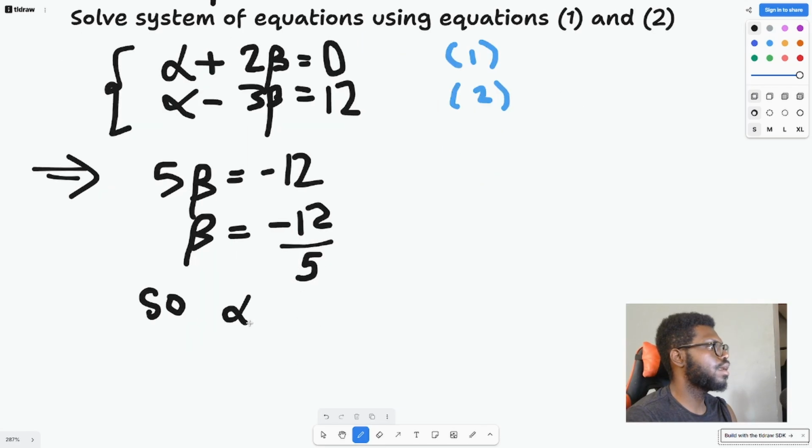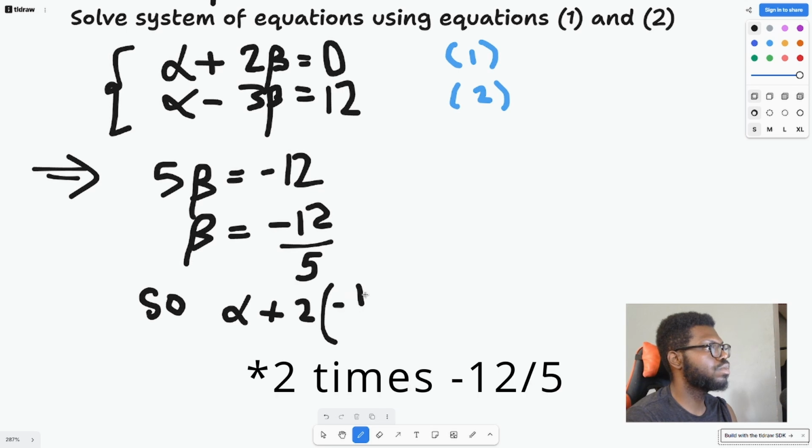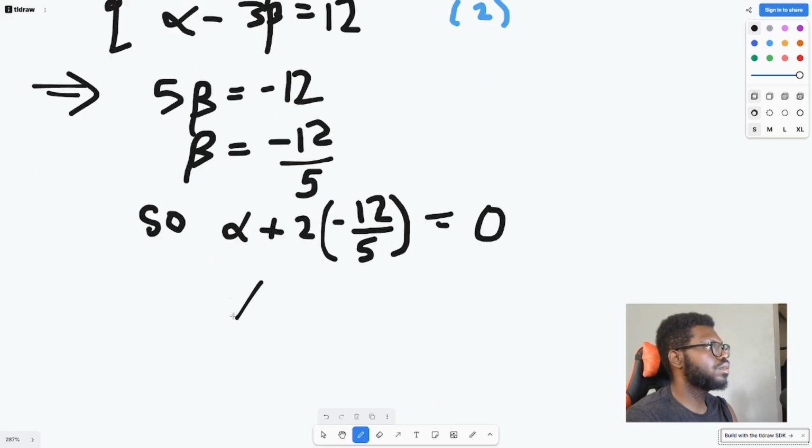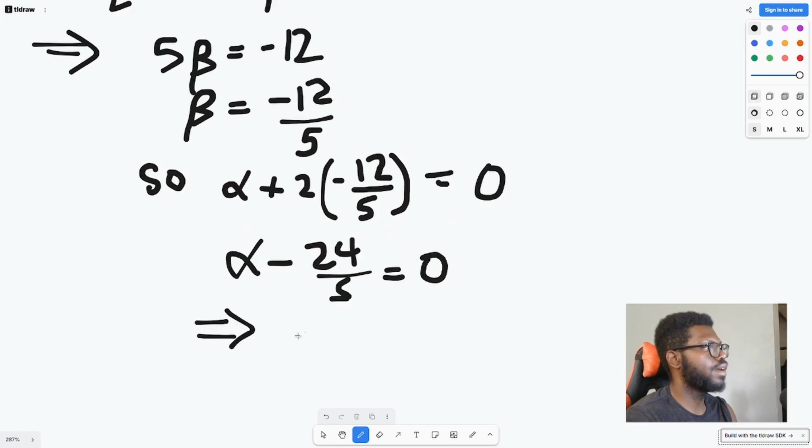That means that we can use this value of beta to find alpha, by substituting this value of beta into either equation 1 or 2. Doesn't matter. I'm going to use equation 1. It's going to be alpha plus 2 times negative 12 over 5 is equal to 0. It's going to be alpha minus 24 over 5 is equal to 0. So alpha is equal to 24 over 5.